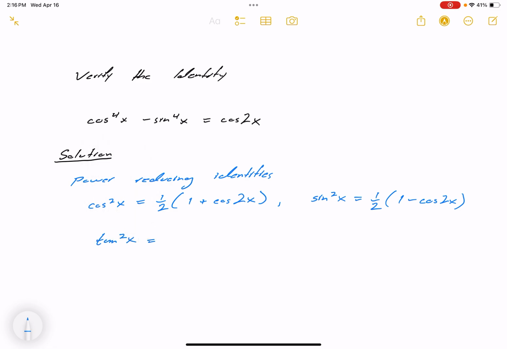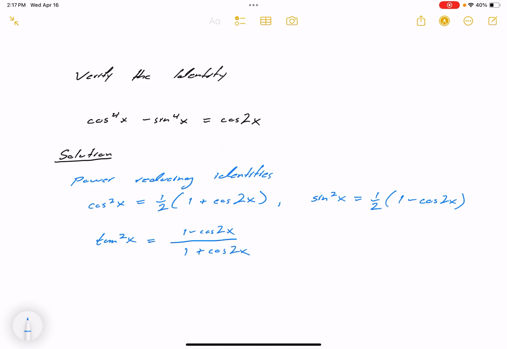Tan squared x is equal to, basically just put this one on top, this one at the bottom. Obviously the 1/2s cancel each other out. It's 1 minus cosine 2x over 1 plus cosine 2x.